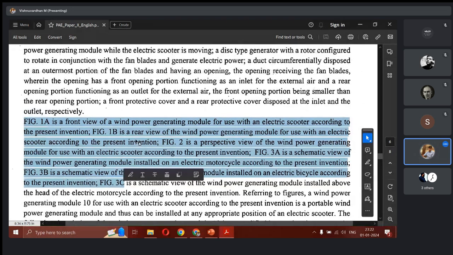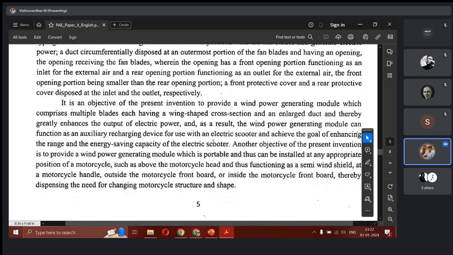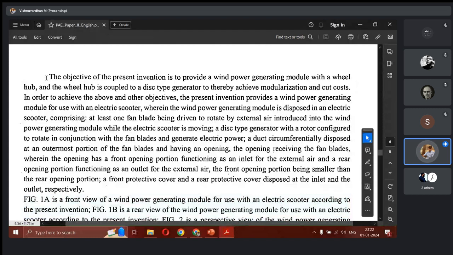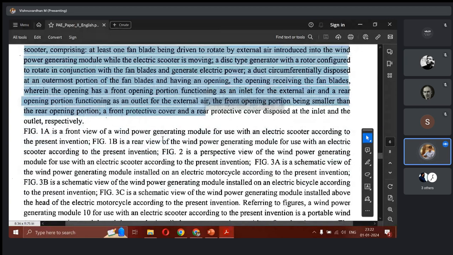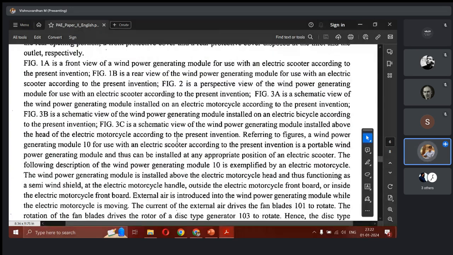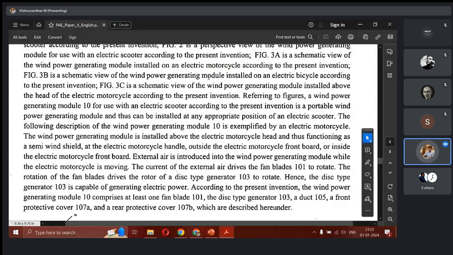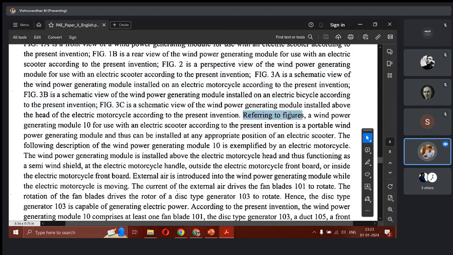This is done. Then the object you've got, background you've got, summary you'll be able to write based on the claims later on. And then where is the detail? It's the objective of the present invention to provide a wind power generating module. So this is the object. So cut and paste this, you get the object. Okay. And then you can even take a bit of this for the abstract also because they've explained how the generator works. It's a disk type generator, rotor powered, and so on. Okay. So once these figures have been explained, then they go into the detailed description. See, referring to figures.